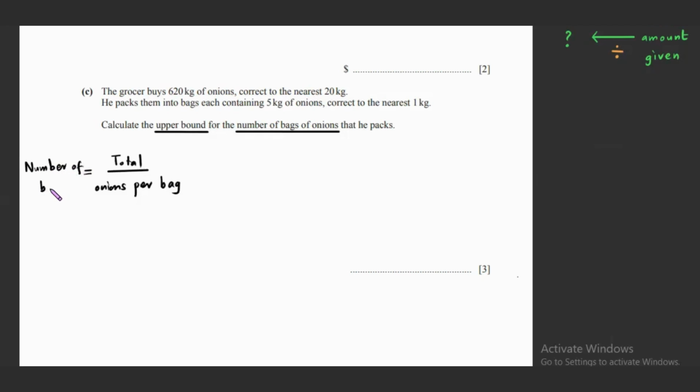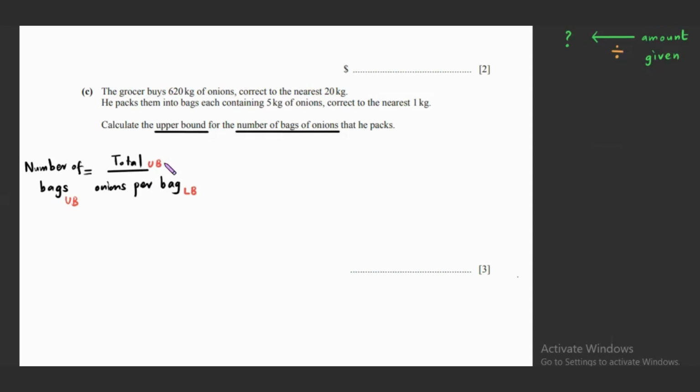Now, in this case, this is a question related to bounds. And the question clearly states that we are supposed to calculate the upper bound for the number of bags. If we are to find the upper bound for the number of bags, then we need to get the largest possible value for the number of bags, which means we need to find the upper bound for the total and the lower bound for the amount of onions per bag. Only then we will get the upper bound for the number of bags.